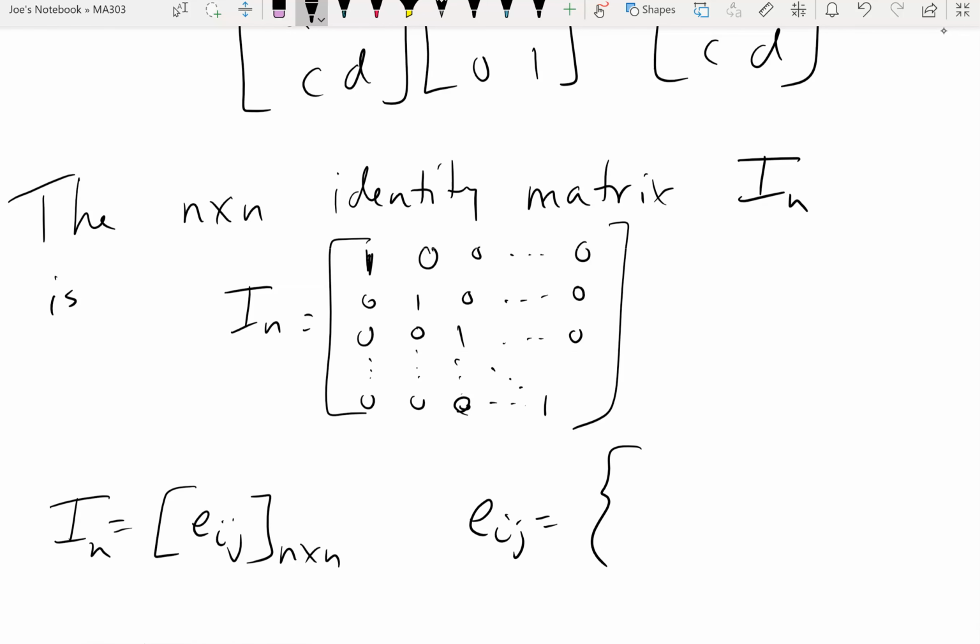we can define these by what they have to be. So again, the identity matrix has 1s down the diagonal and 0s everywhere else. What's true about the subscripts down the diagonal? What's true about I and J down the diagonal? They're the same, right? This is the 1-1 entry, this is the 2-2 entry, and so on down the line, right? So this will equal 1 if I is equal to j, it'll be 0 if I is not equal to j.